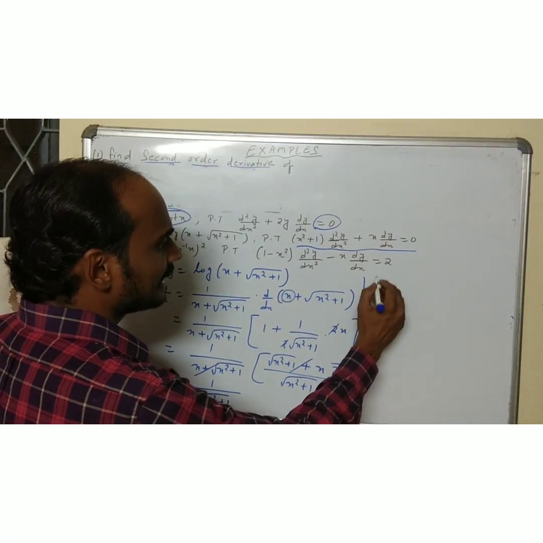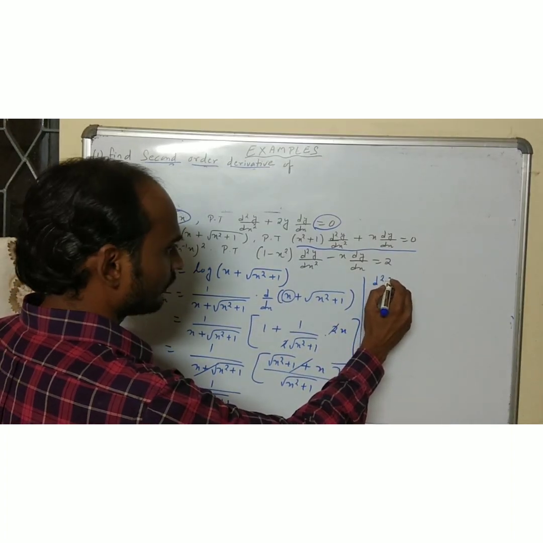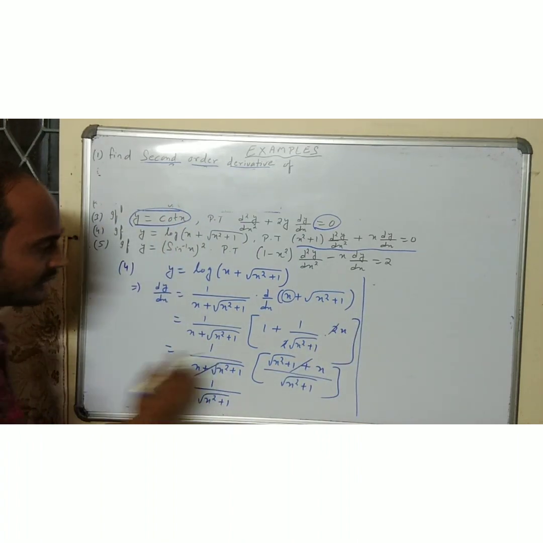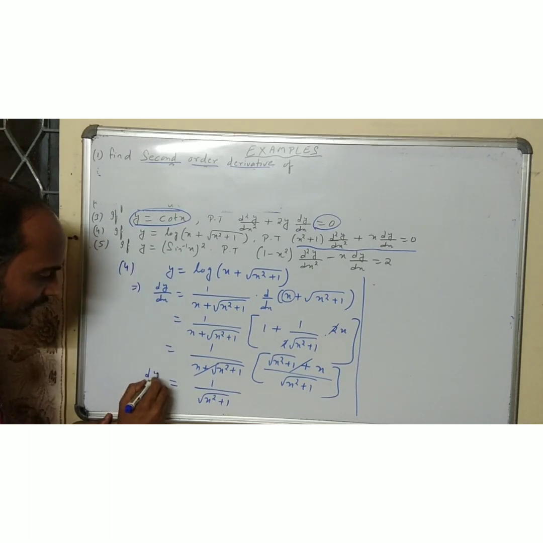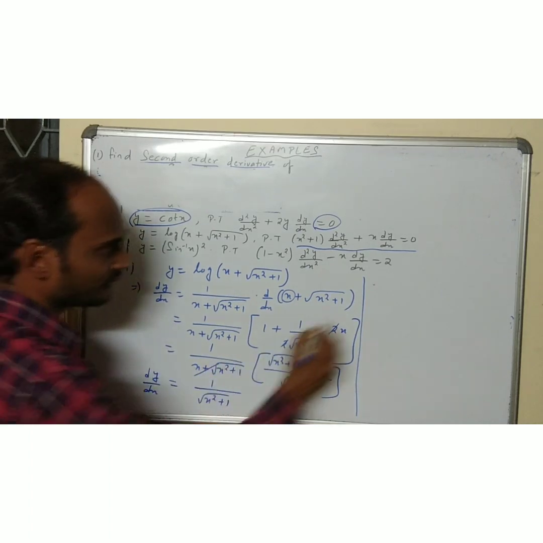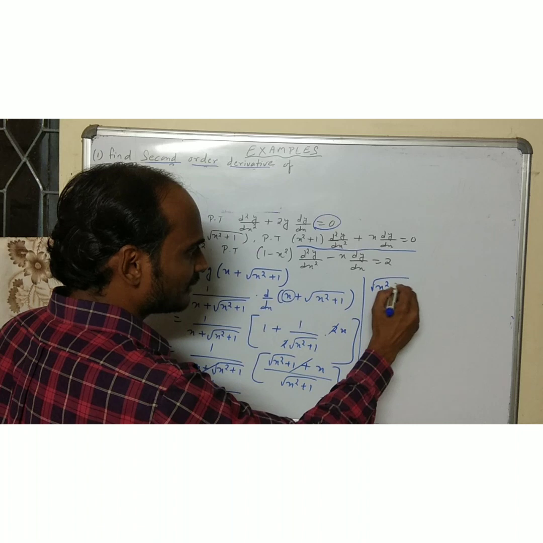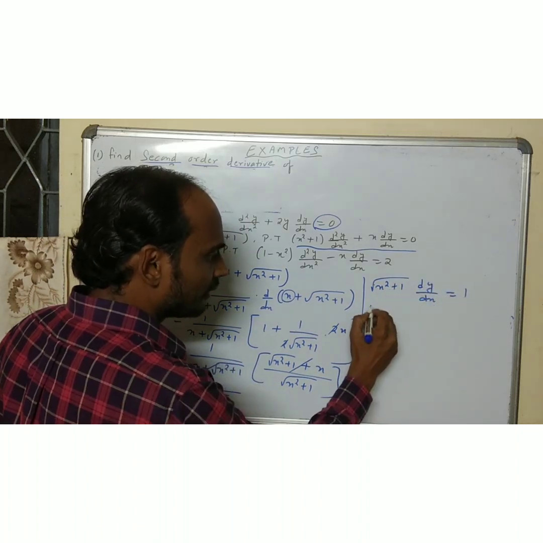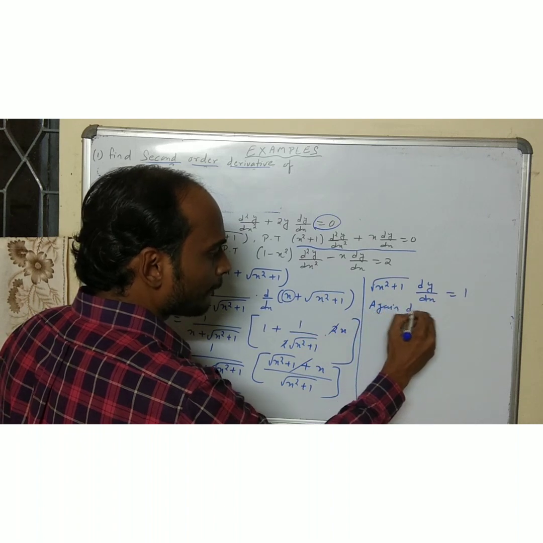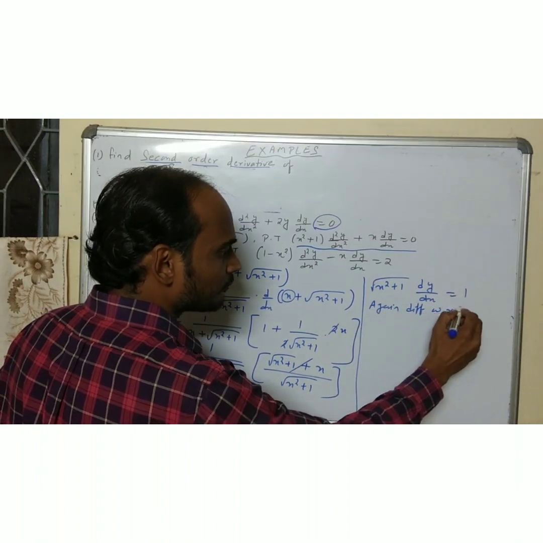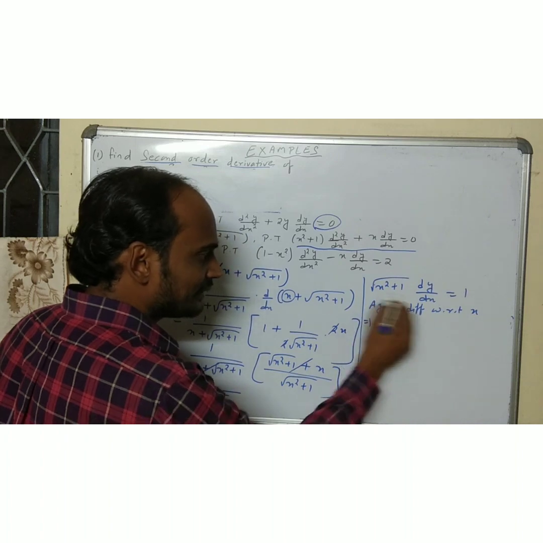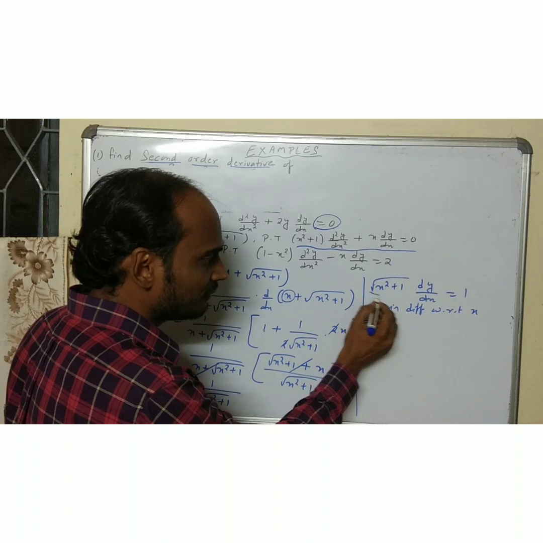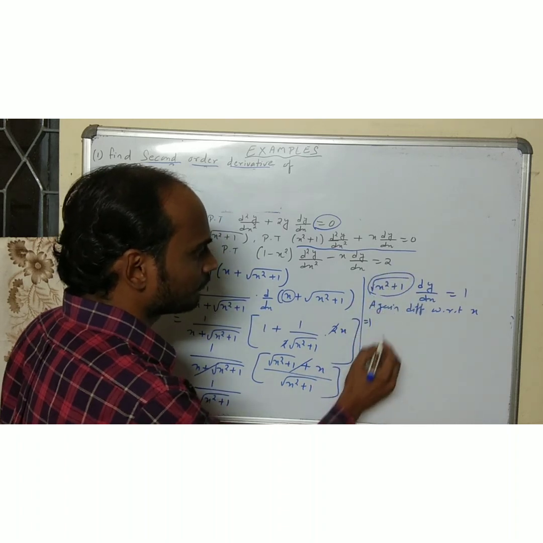Then we will find the second derivative of this. Before finding the second derivative, for proving this, we will take this term to the other side. On the left hand side we have dy by dx. If you take this to the other side, root over of x square plus 1 into dy by dx is equal to 1. Now again differentiating with respect to x, carefully observe here, first we will find the derivative of this.